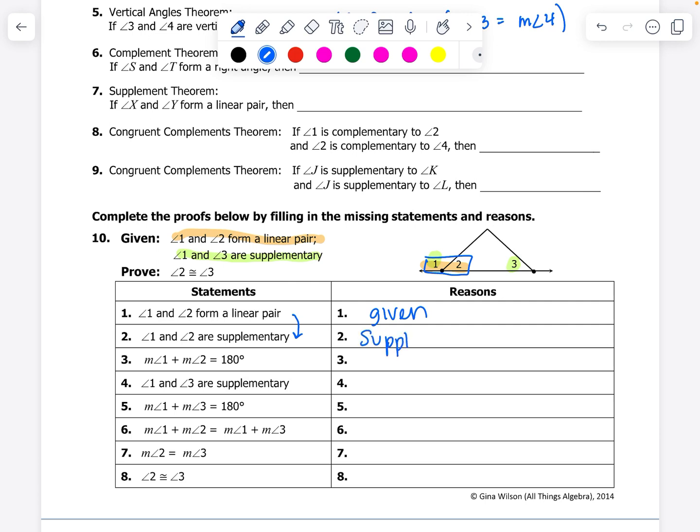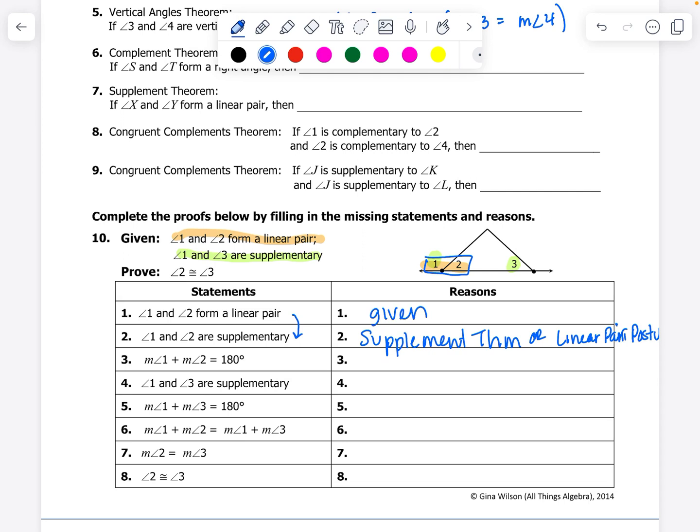I was about to say linear pair postulate. Ran out of space. Okay, either one. On here it said supplement theorem. I just think about big ideas, says linear pair postulate. They both say the same thing and I would accept either. So, okay, if we have a linear pair, I know they're supplementary.